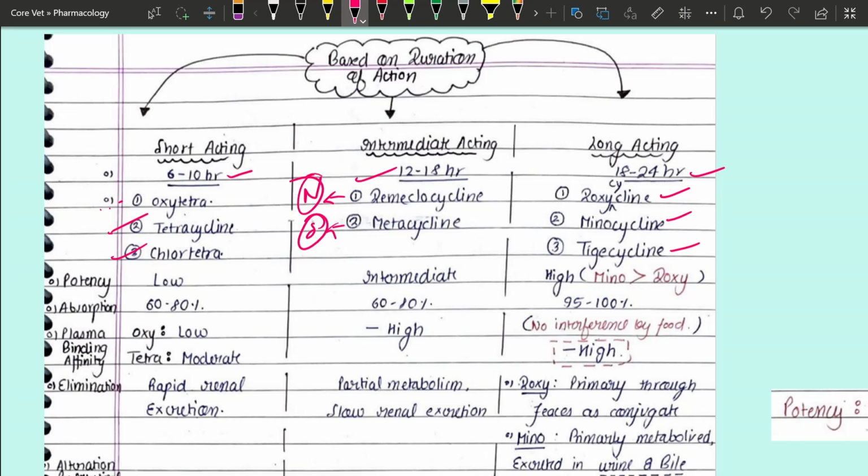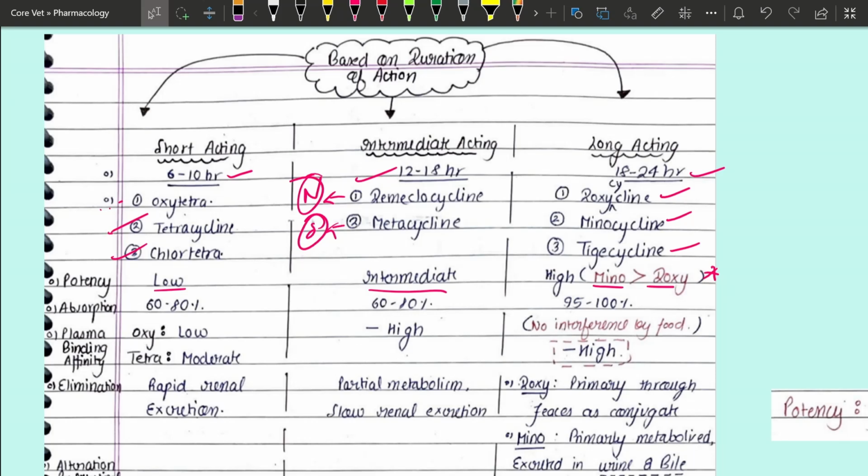And if we talk about the potency of these drugs, the short acting have a low potency, the intermediate have intermediate potency, and the long acting have the highest potency in the tetracycline class of drugs. Okay, so doxycycline, minocycline, and tigecycline all three have the highest potency. If we talk about the sequence of potency, in the long acting, minocycline is more potent than doxycycline. Okay, please remember this point, it is important.